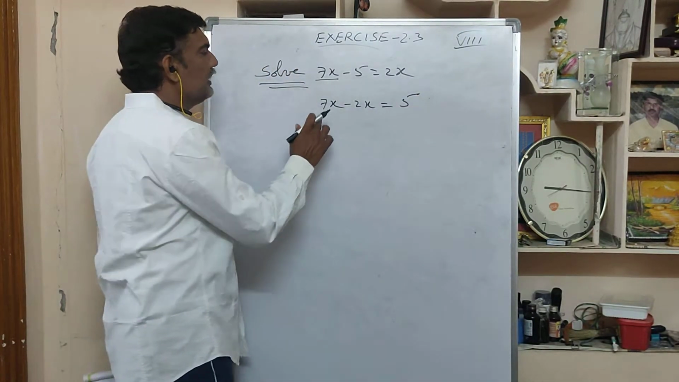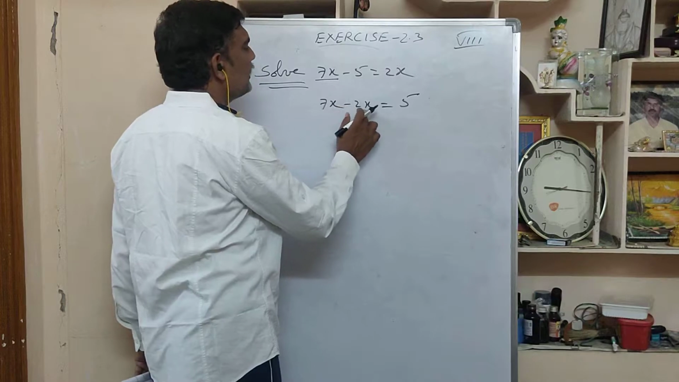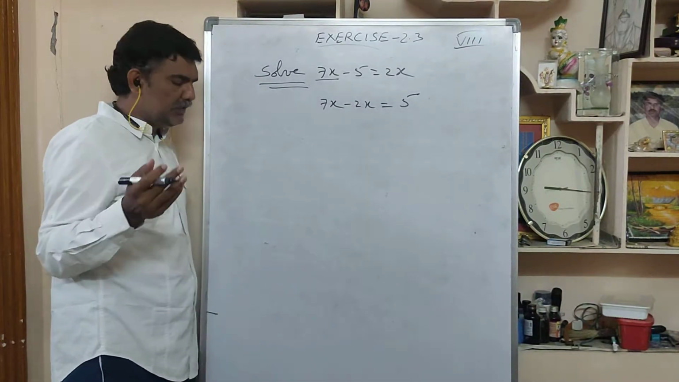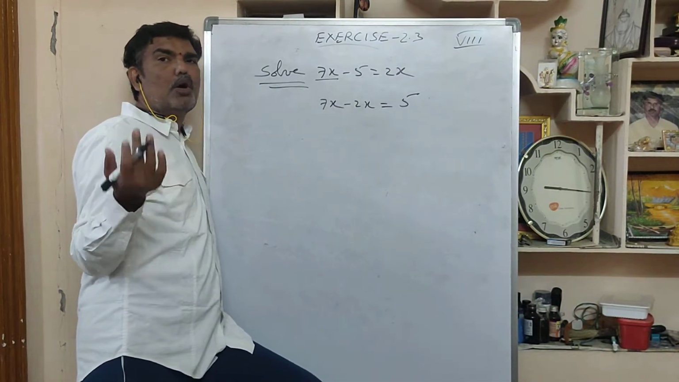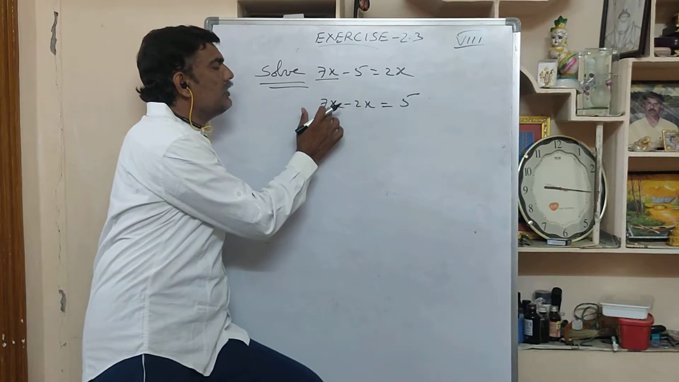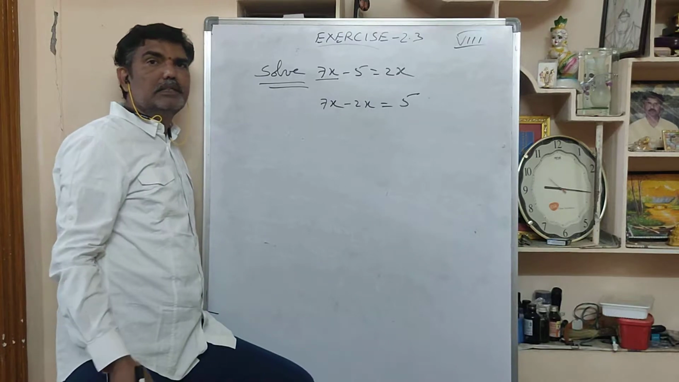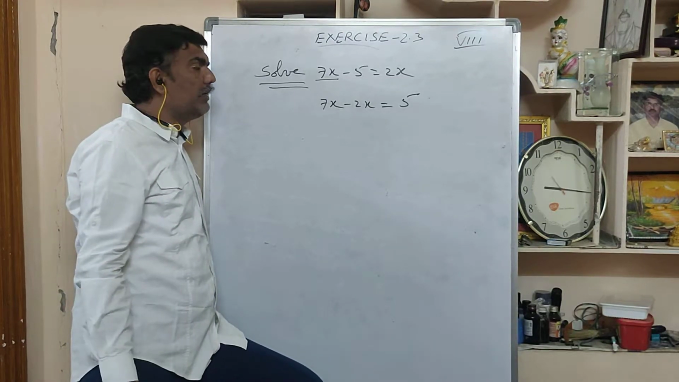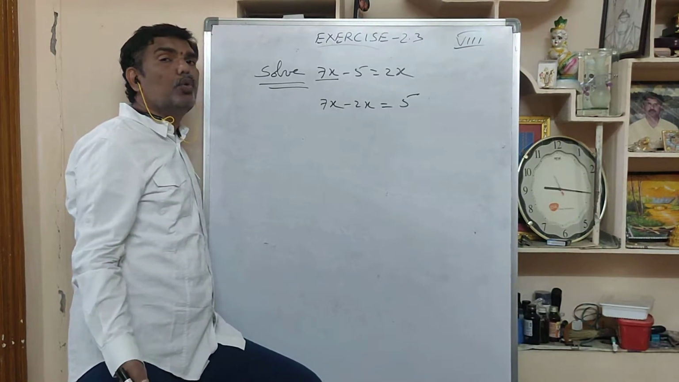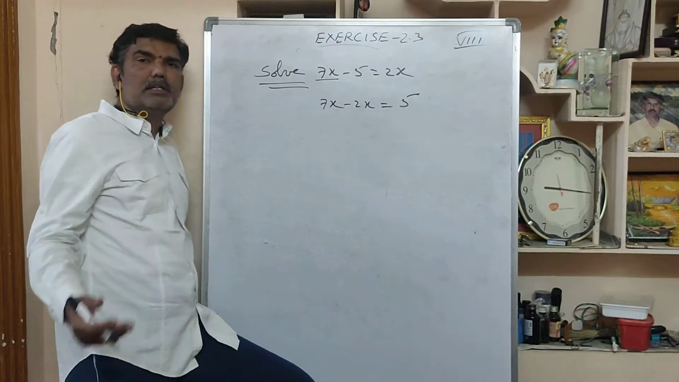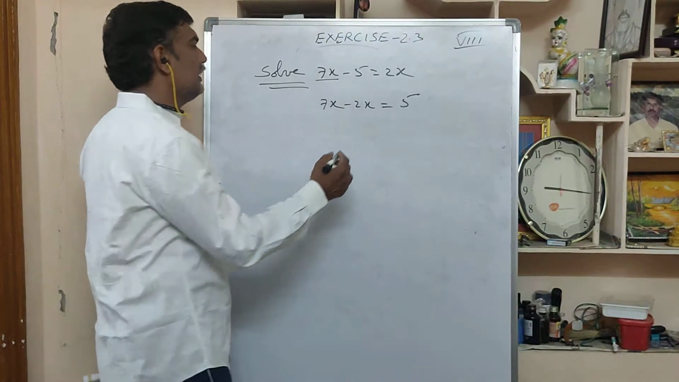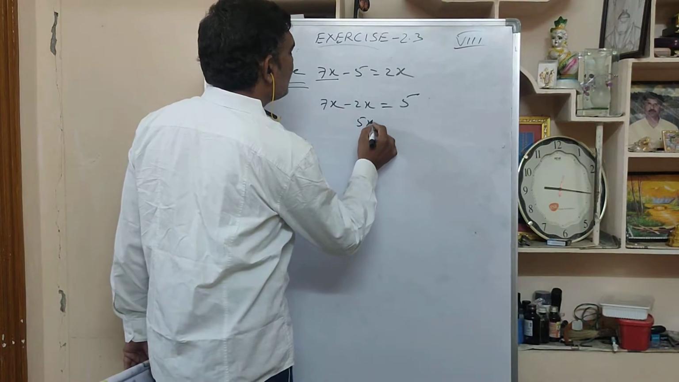Now what you have to do? 7x minus 2x. Imagine x means chocolates. 7 chocolates minus 2 chocolates. Your father brought 7 chocolates and you ate 2 of them. How many chocolates will remain? 5 chocolates. So 5x is equal to 5.